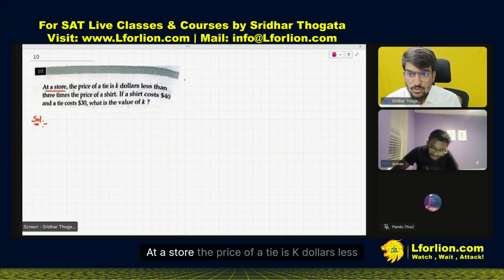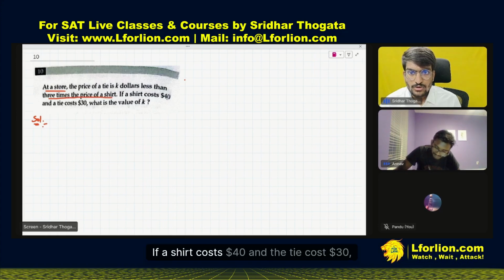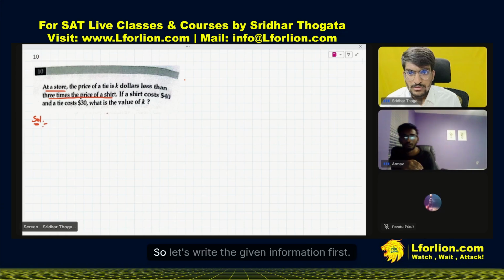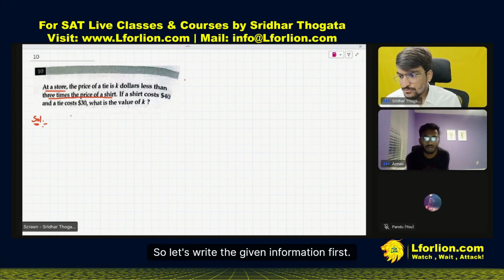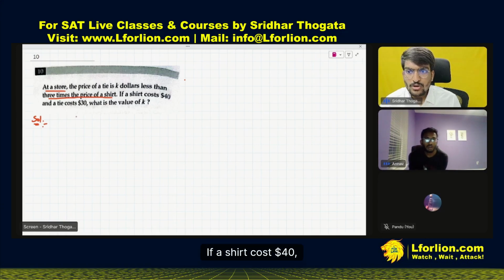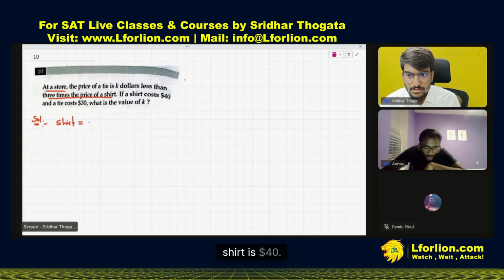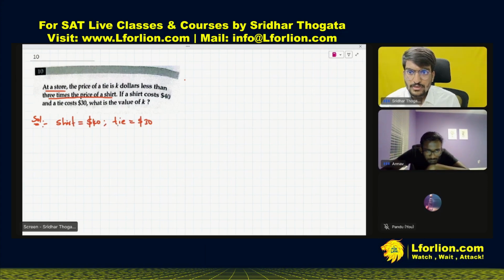At a store, the price of a tie is K dollars less than 3 times the price of a shirt. If a shirt costs $40 and the tie costs $30, what is the value of K? Let's write the given information first. Shirt is $40, tie is $30. They're asking us to find the value of K. They also gave a statement.